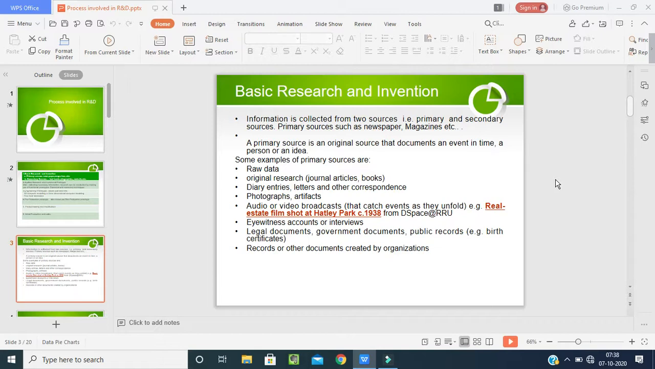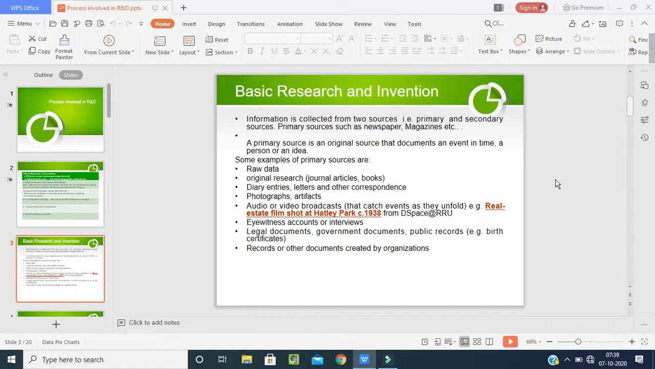It can be documents or an event in time, what is going on in the present, or a person or an idea, what is live, like an IPL cricket match going on, how it takes place. Now, raw data is another example of a primary source. Original research, books or journal articles, diary entries, letters and other correspondence, photographs, videos or audio broadcasts, eyewitness accounts, interviews or mock debates. All these come under the primary source.